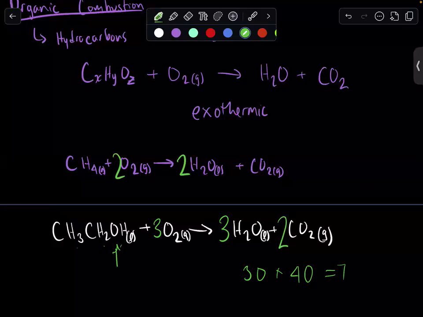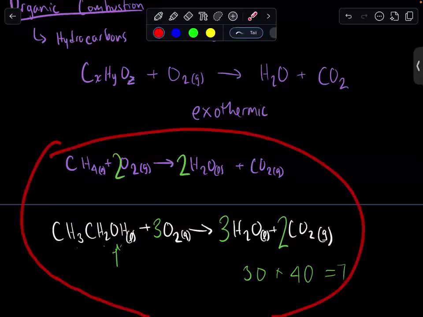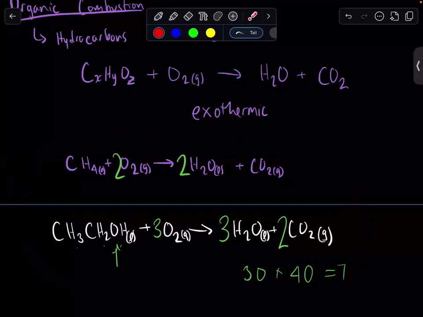This is probably the most common type of reaction you're going to be doing when you're talking about combustion. The IB will fully expect you to combust hydrocarbons and balance those out.